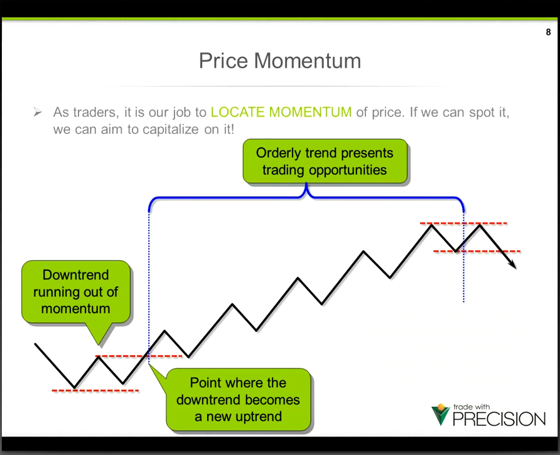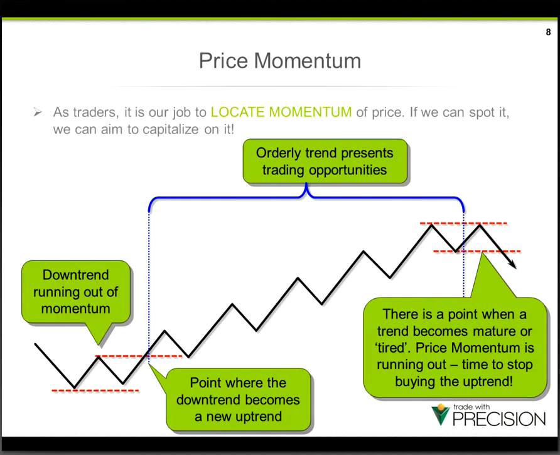And then there's a point where the buying gets tired, or investors begin to see more downside than upside to this trend, and price momentum begins to run out. We know that by the lower high confirmed by the lower low, and at this point it's time to stop buying the uptrend because we no longer have higher highs and higher lows. Make sense?